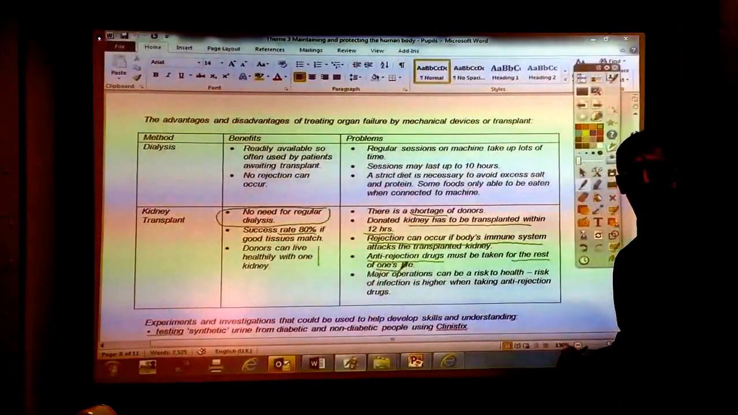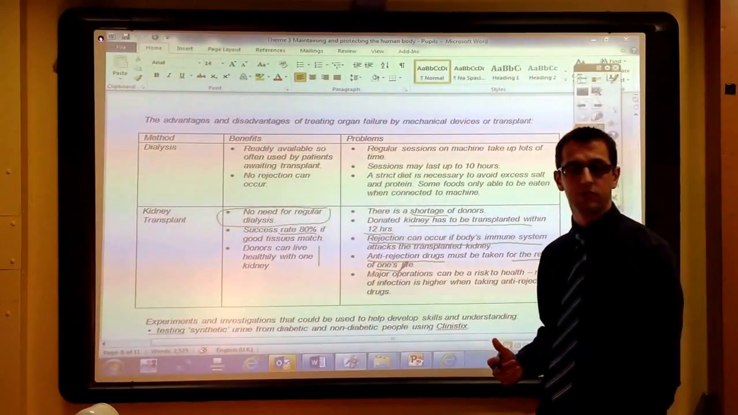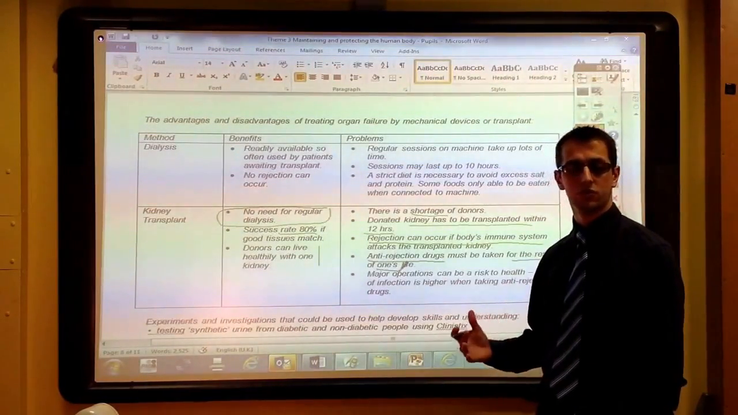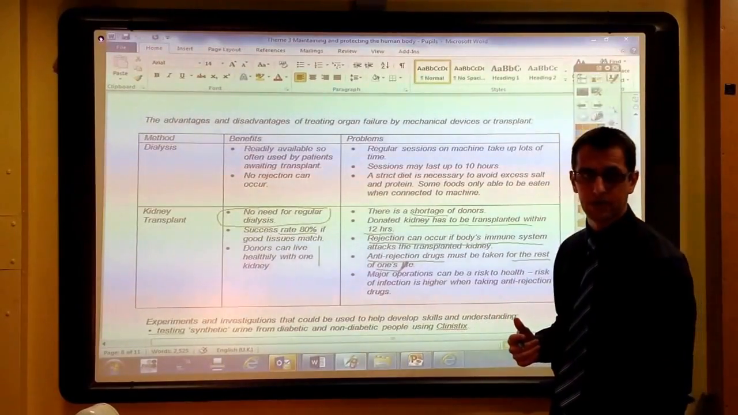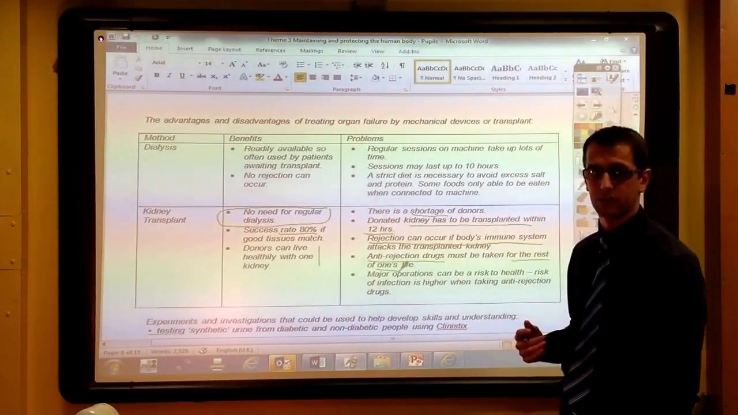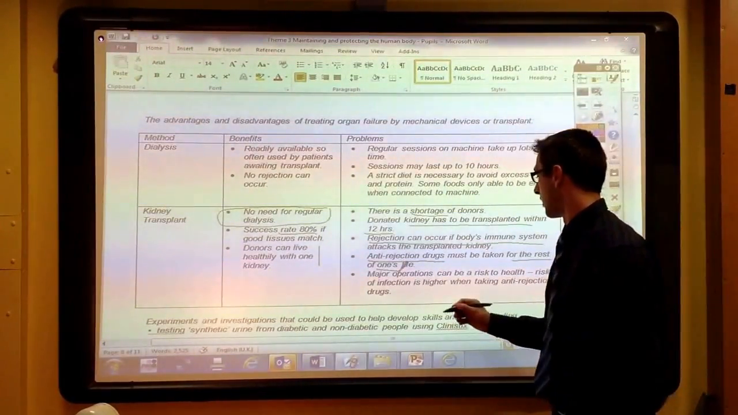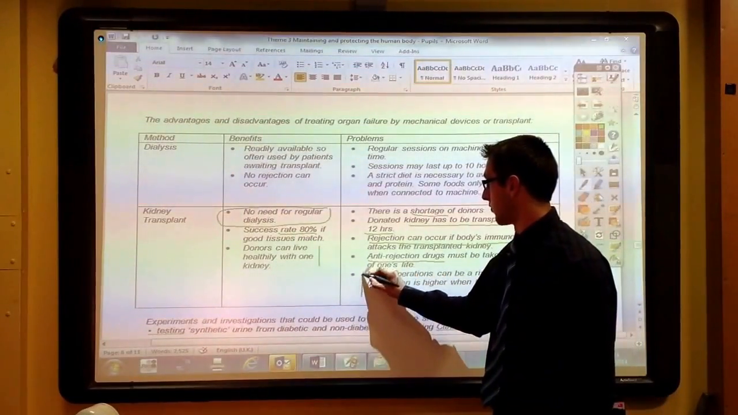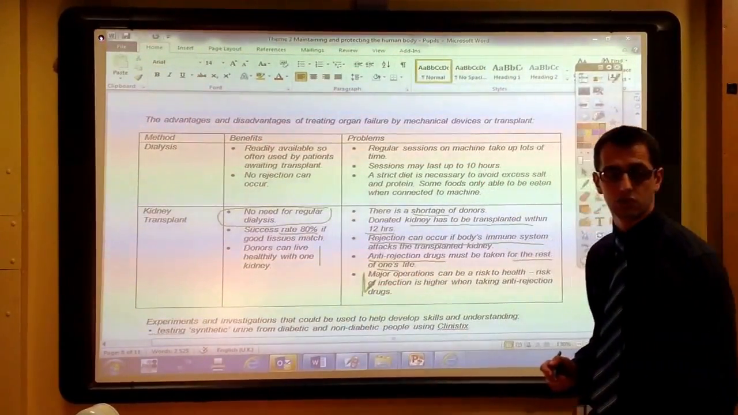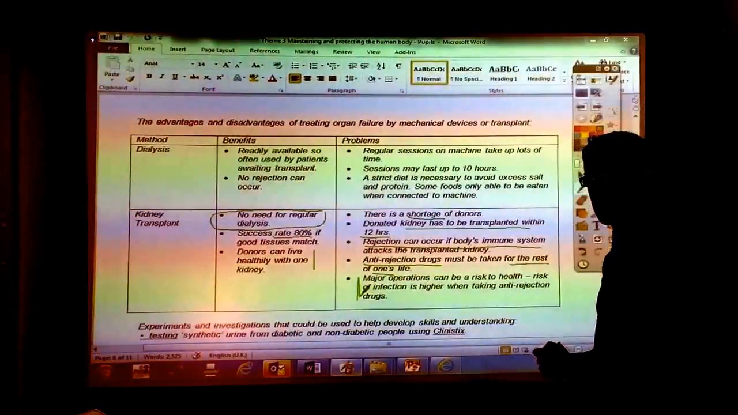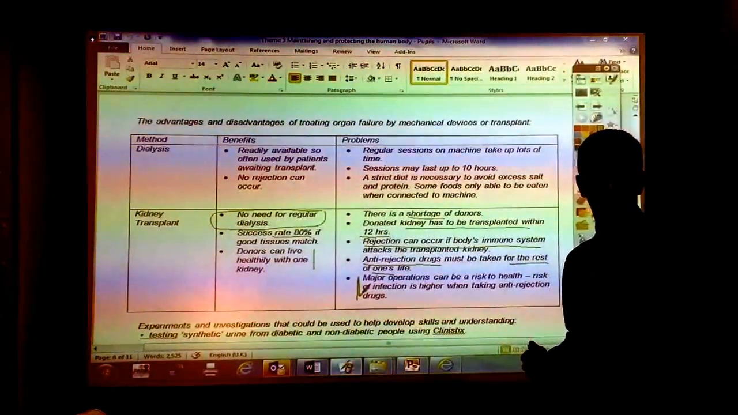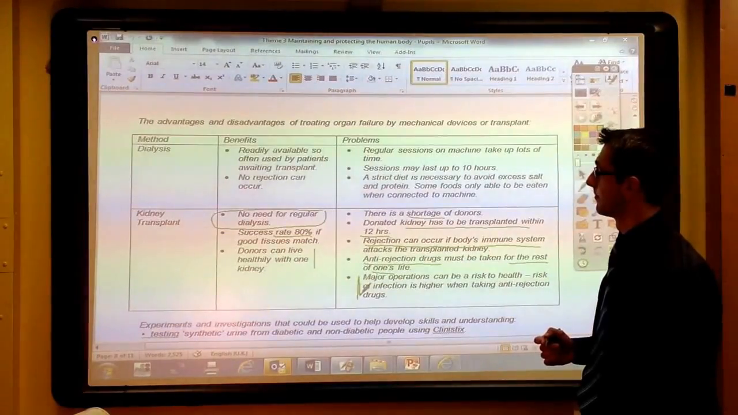That can make you quite weak in your immune system and therefore very prone to further infections, which one of those might be the cause of your death ultimately as well. And like any major operation, a transplant is a huge operation, and that itself carries a huge number of risks in terms of just being on the operating table itself.